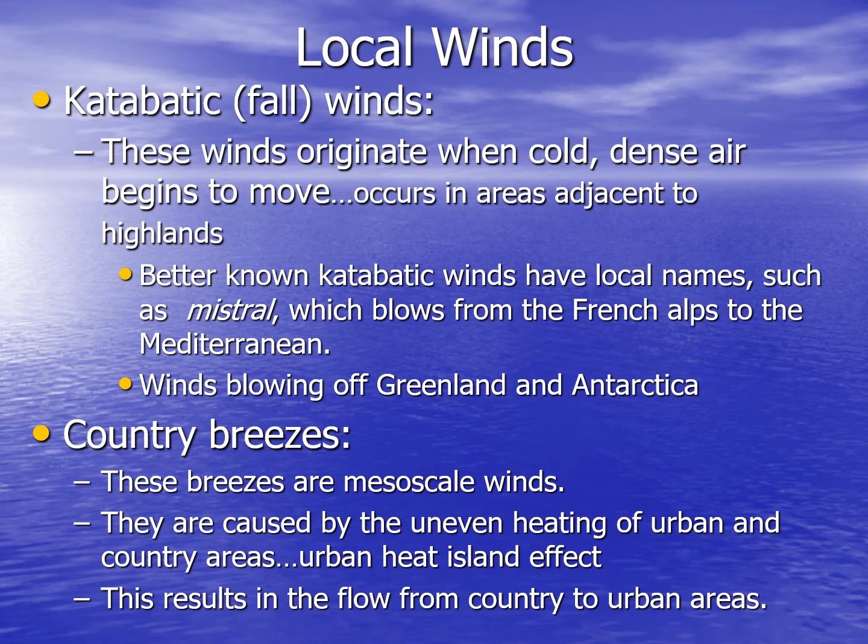Country breezes are another type of local winds, also not on your exam. These are mesoscale winds, and it's going to have to do with the urban heat island effect, caused by the uneven heating of urban versus country areas. And this results in the flow from country to urban areas. Why? Because your urban areas, remember the urban heat island effect? We discussed this in a previous chapter. You're going to have higher temperatures, so you're going to have air that's lifting, and you're going to set up lower pressure in the urban area, slightly higher pressure on the surrounding countryside. So your winds are going to blow from the countryside into the city.